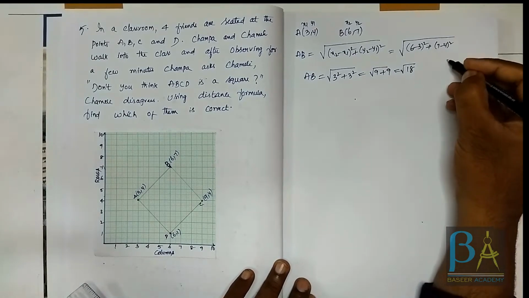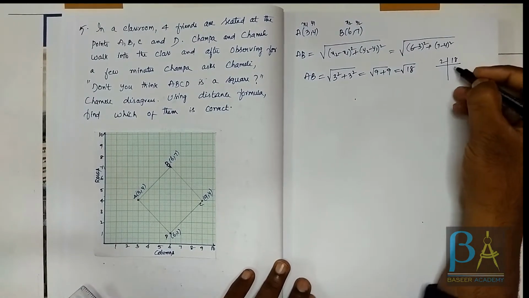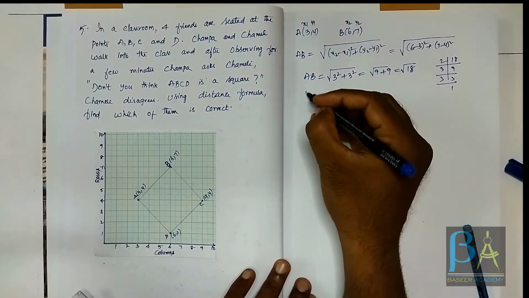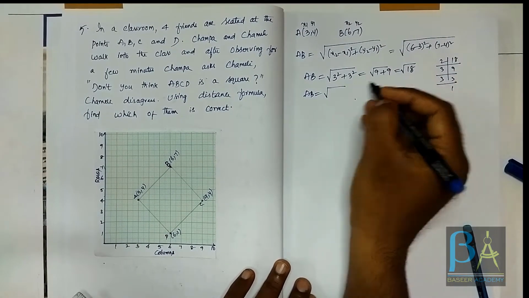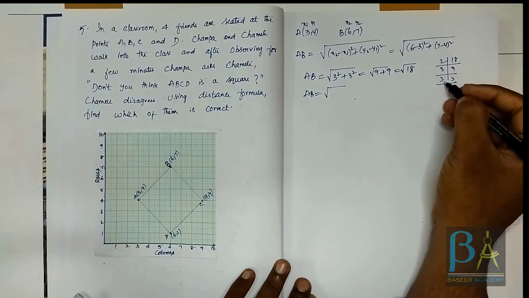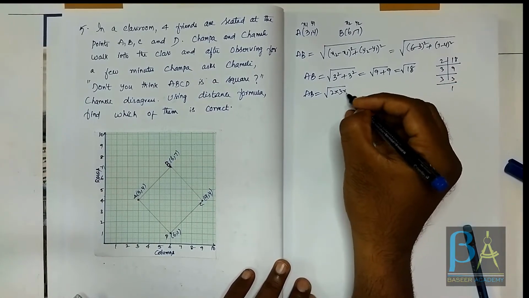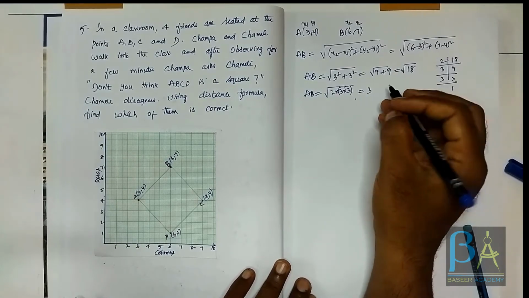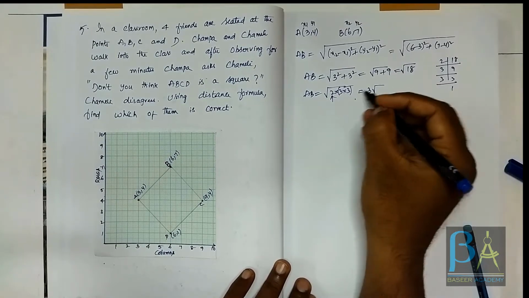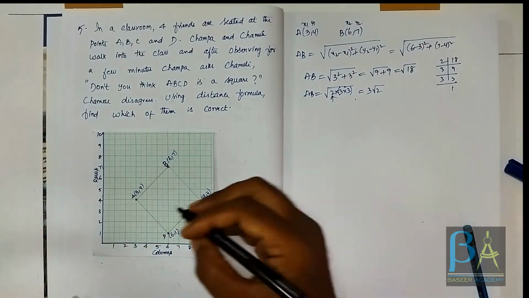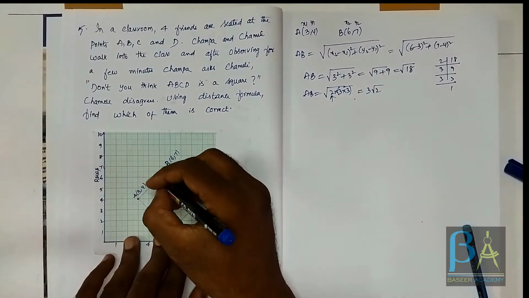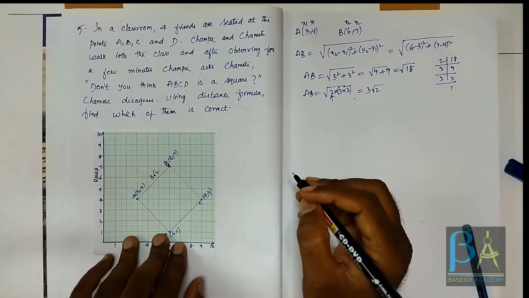Let me take the prime factorization of 18. 2 into 9 is 18, 3 into 3 is 9, 3 into 1 is 3. So root 18 can be written as root of 2 into 3 into 3. Now out of these two same numbers, I can take one number outside the square root, and inside the square root this 2 is remaining. So the distance between the point A and point B is 3 root 2.